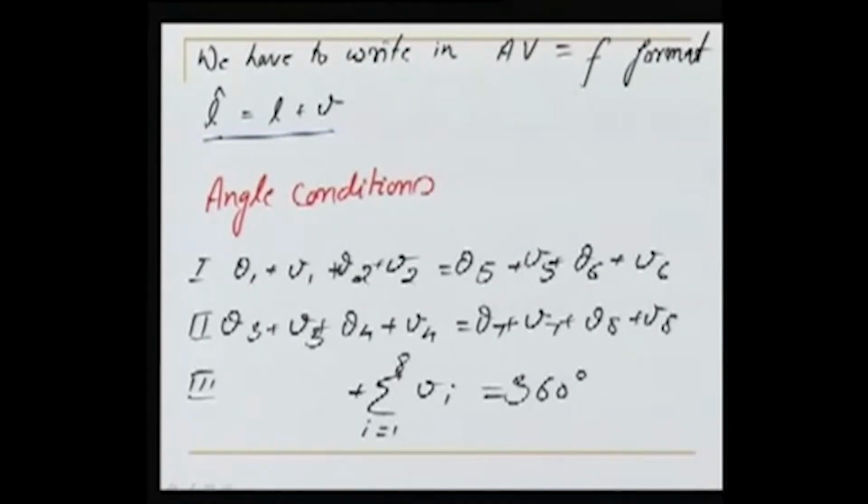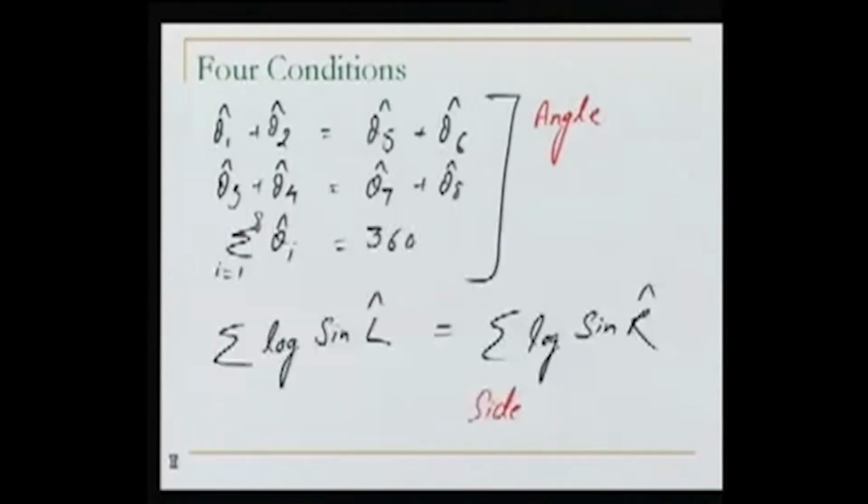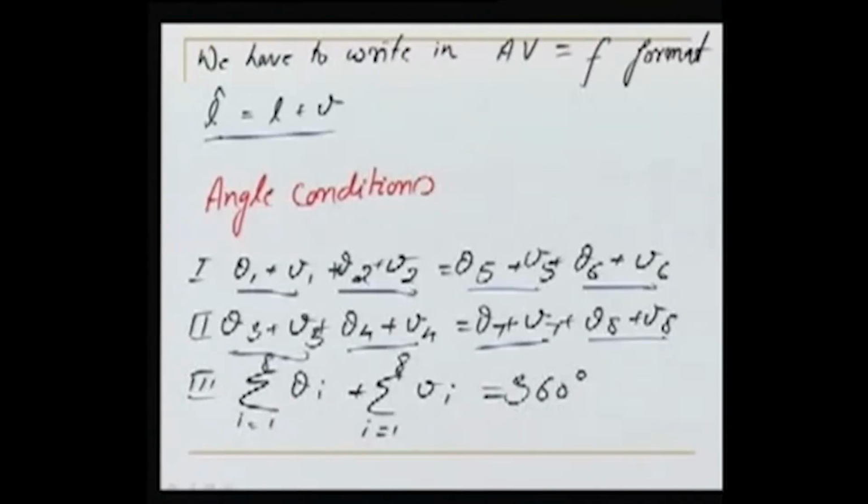To replace this, we can write theta 1 hat as theta 1 plus V1, and likewise for theta 2 hat, theta 5 hat, theta 6 hat, theta 3 hat, theta 4 hat, theta 7 hat and theta 8 hat. And this is what we have to write: theta 3 hat, theta 4 hat, theta 7 hat, theta 8 hat. So this is being reduced to the equation here.